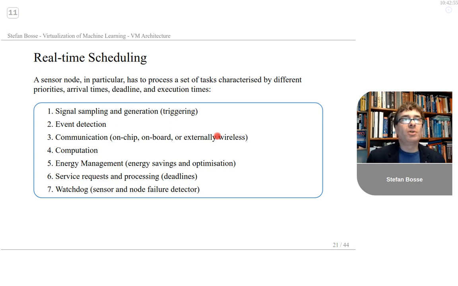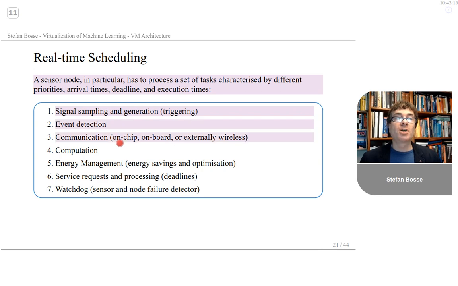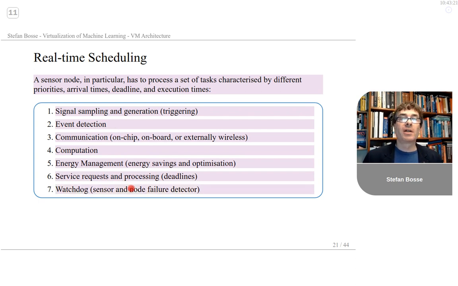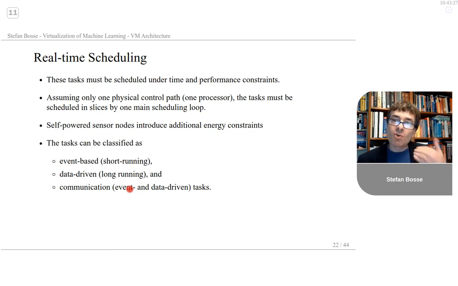So, real-time scheduling is a very important feature of embedded systems and software embedded systems. And a sensor node, for example, in particular, has to process a set of tasks characterized by different priorities, arrival times, deadline, execution times. That means signal sampling, generation, event detection, communication, computation, energy management, service request and processing, and finally, watchdog services. And the REXA VM provides all the features that is required to process this in a virtual machine environment in a real-time, at least soft real-time context.